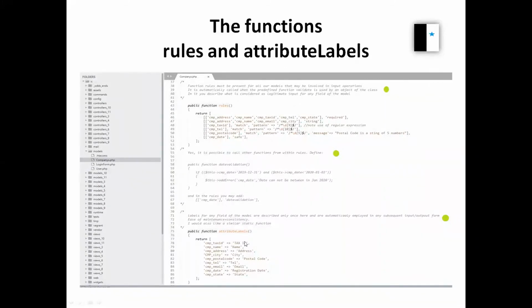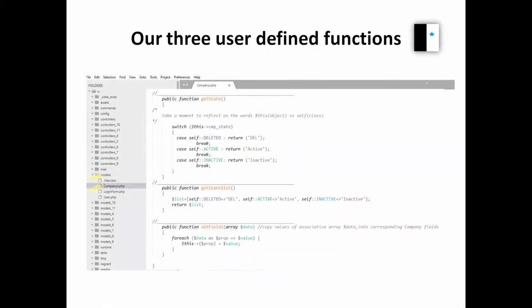The function attributeLabels is a very handy way to declare in one place and once only all labels associated with each field of the model. And you can use them subsequently in input-output forms. And here are our 3 user-defined functions. It's the function getState, the function getStateList, and the function setFields. What the final function does is it copies the values of the array data passed as parameter into the corresponding fields of an object of type CompanyX.